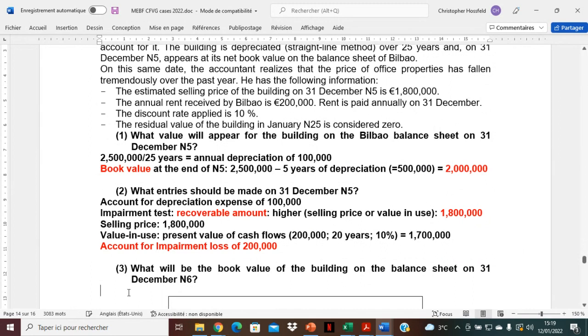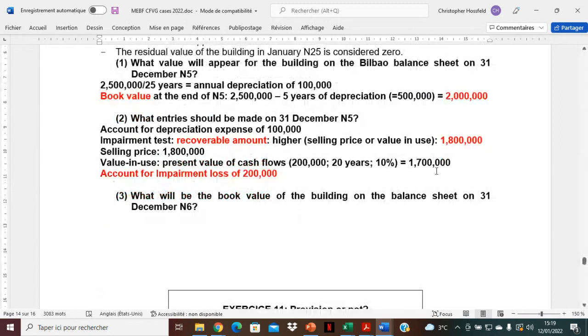And therefore, the last question relating to this: what will be the book value of the building on the balance sheet 1 year later? So 1 year after the impairment test. So the book value N6 will be the book value N5 minus depreciation, because remember, I need to continue to depreciate the asset. What is the book value N5? Can you tell me that? What is the book value N5?